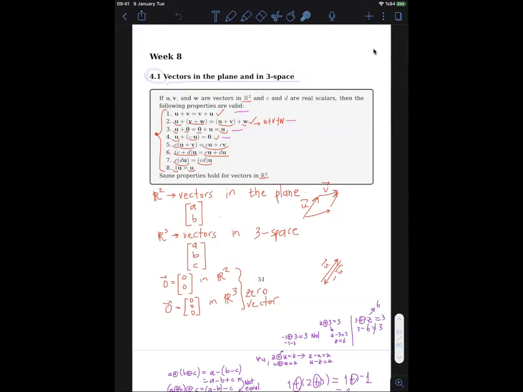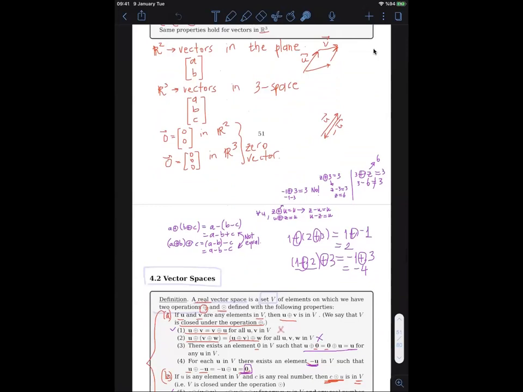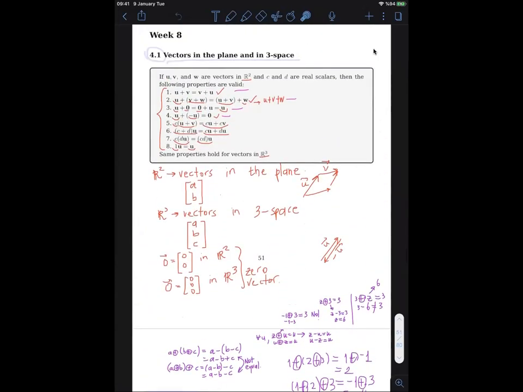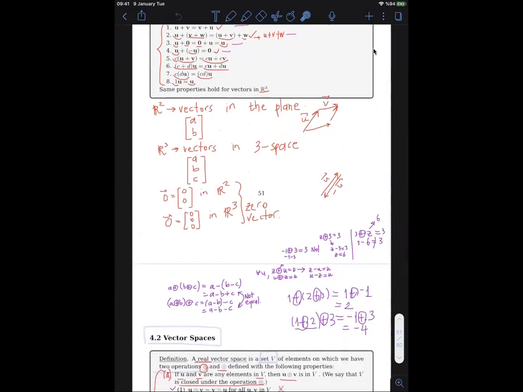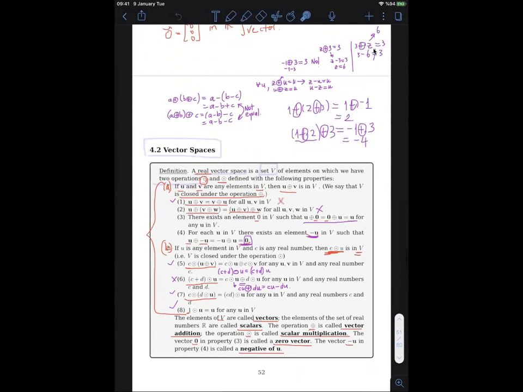So the vectors in the plane, like these, or vectors in three-space like these, they have certain relations. Okay, so there's a vector addition operation and a multiplication with scalars, and they satisfy certain properties. We looked at those properties and said, okay, it turns out that R2 and R3 is not the only structure which has these properties. There are other objects. Okay, and we call this general notion a real vector space.